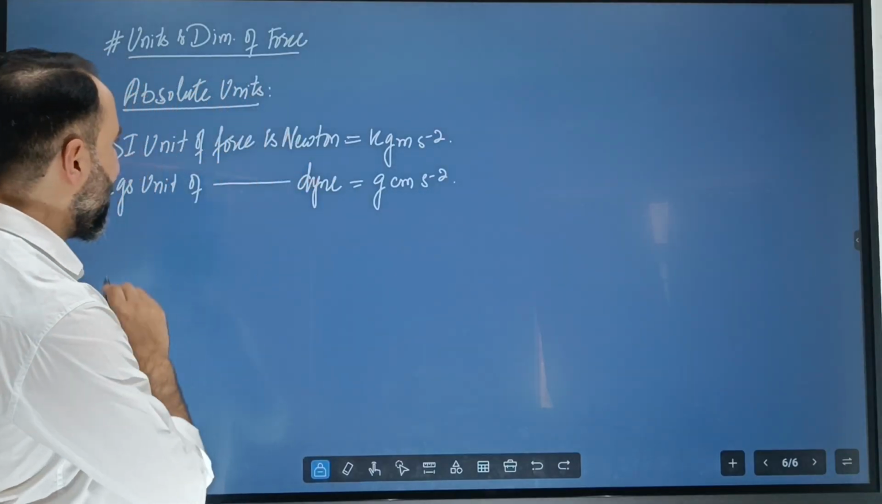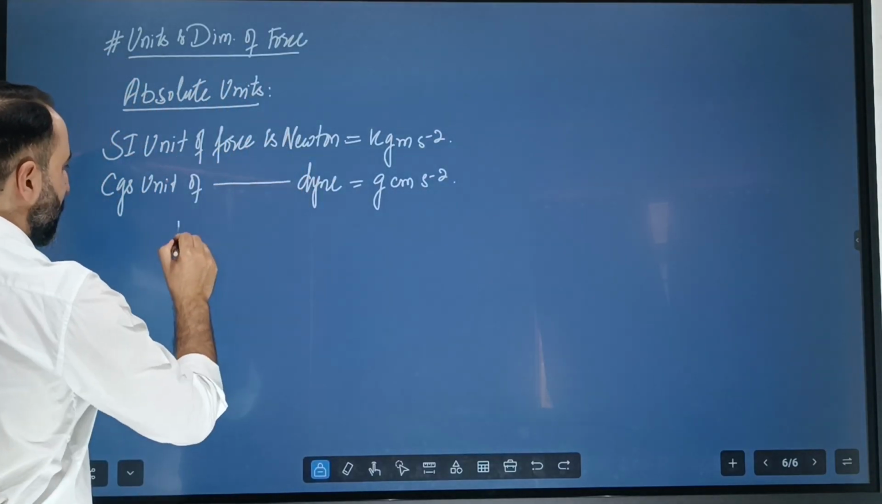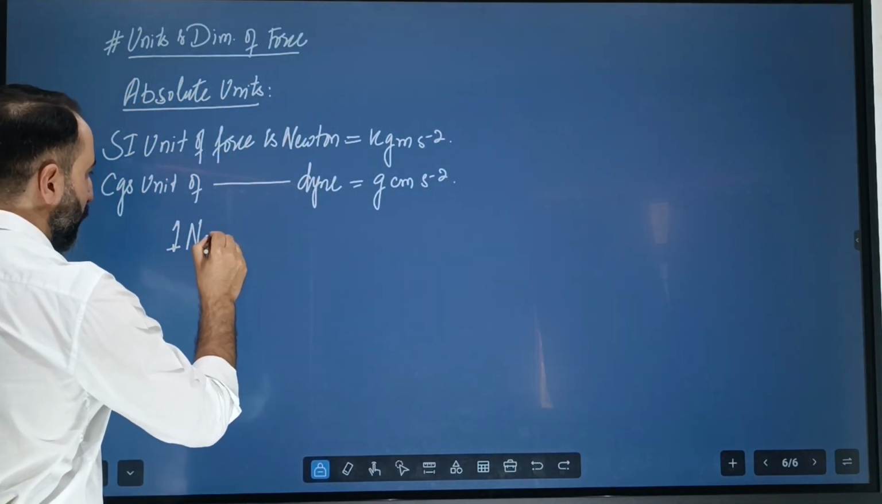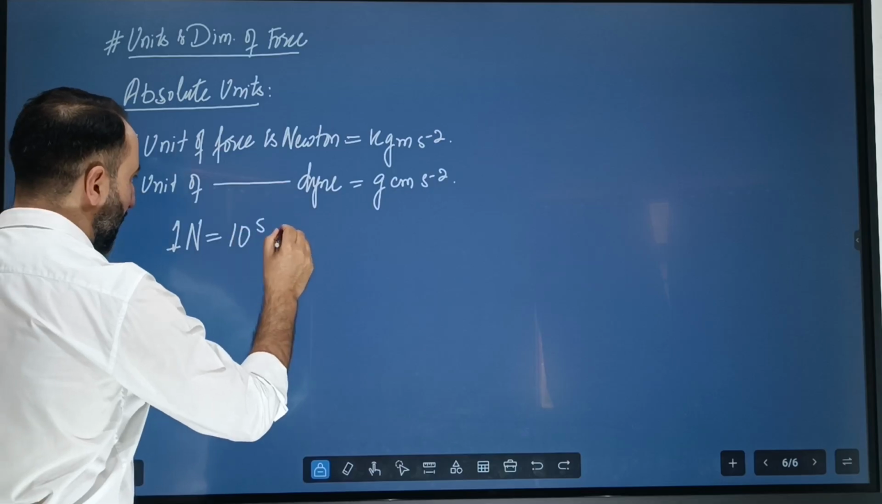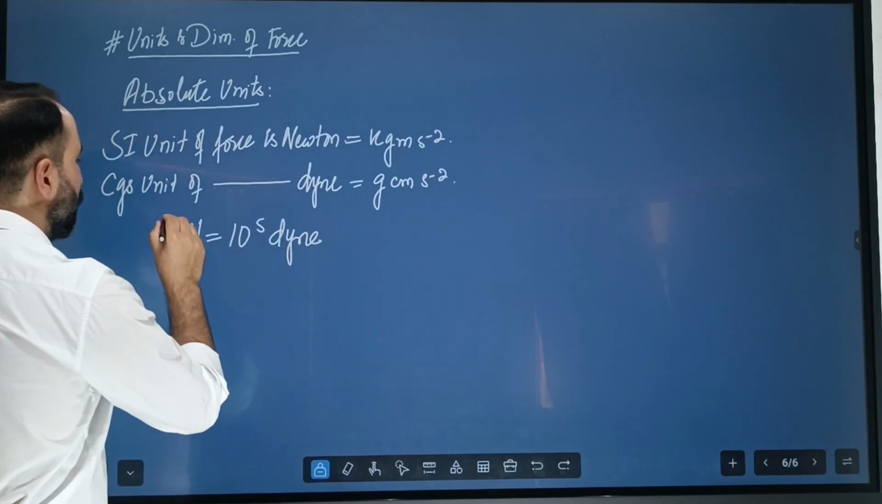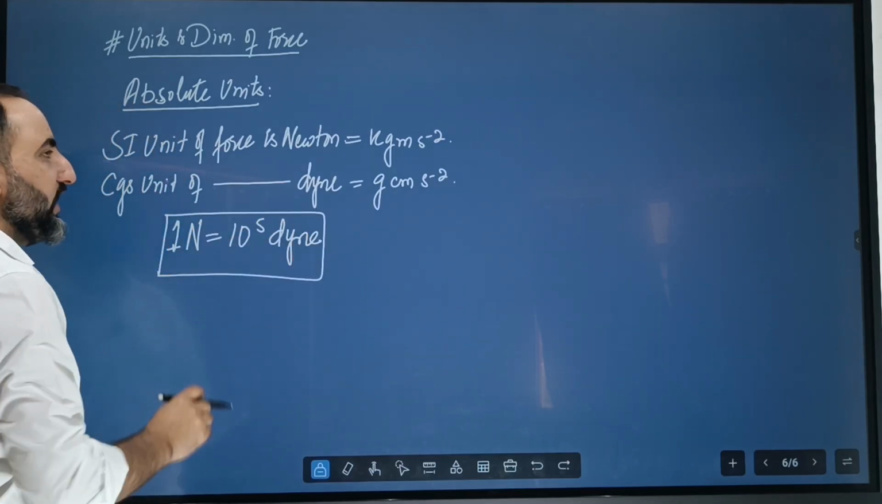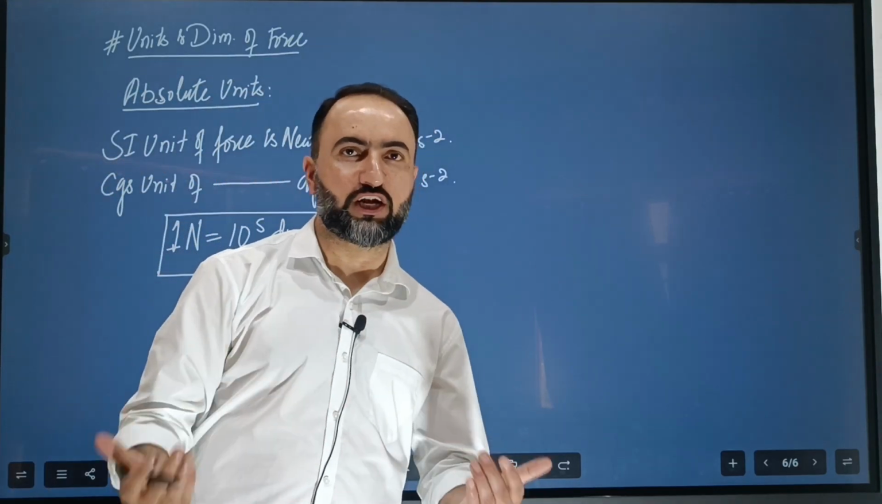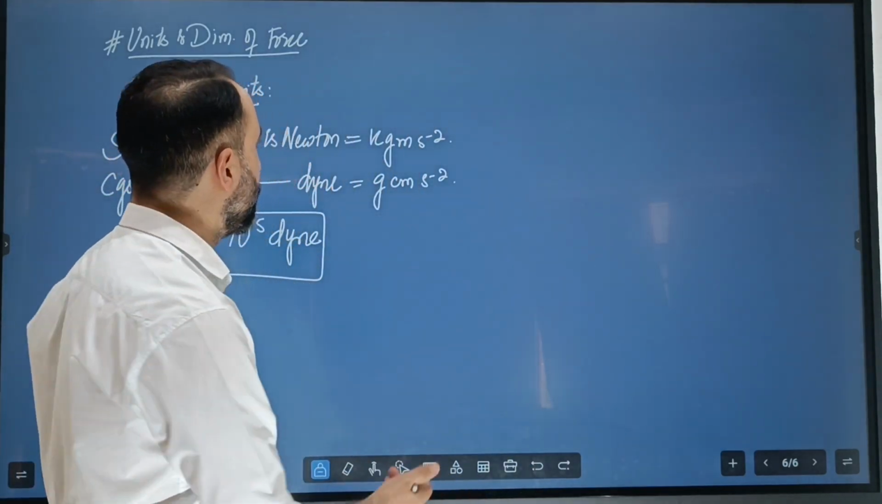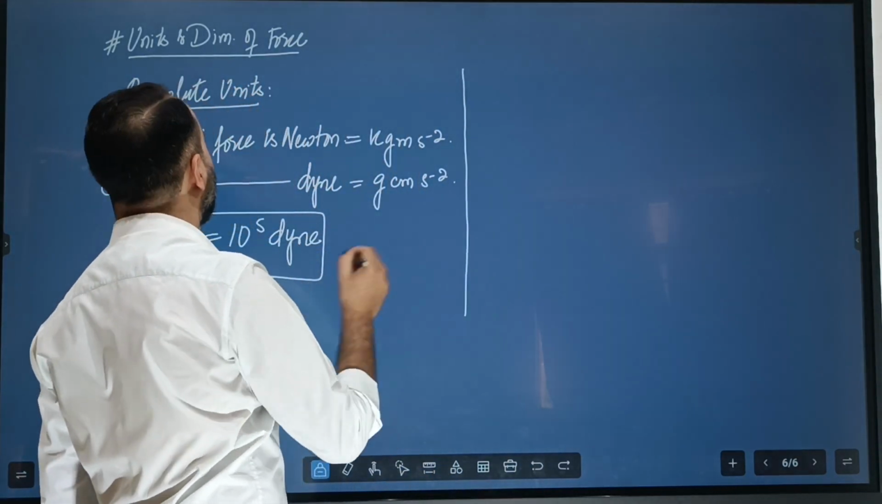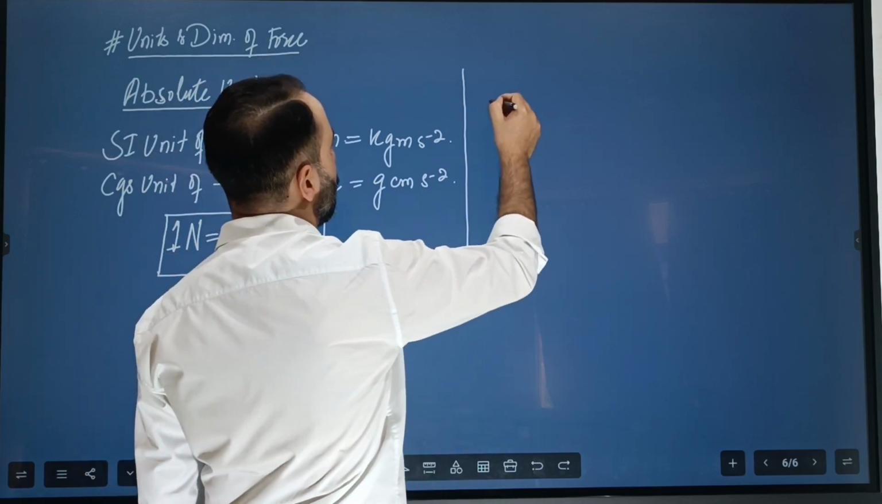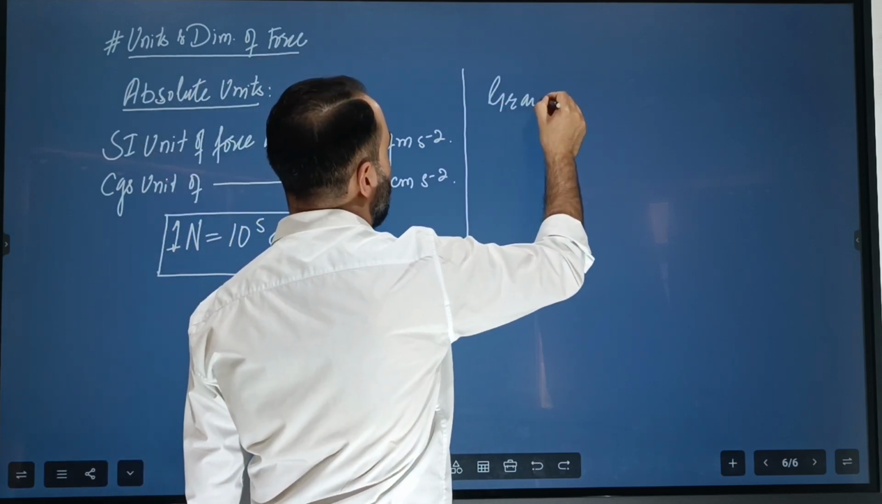Okay. Is there a relation between the Newton and dyne? Yes, there is, of course, and that is 1 Newton is equal to 10 raised to power 5 dyne. This equation is used to convert the force from dyne into Newton or from Newton into dyne, depending upon your convenience. Okay. So next, beta, there is one more type of units, and that's what we call gravitational units.